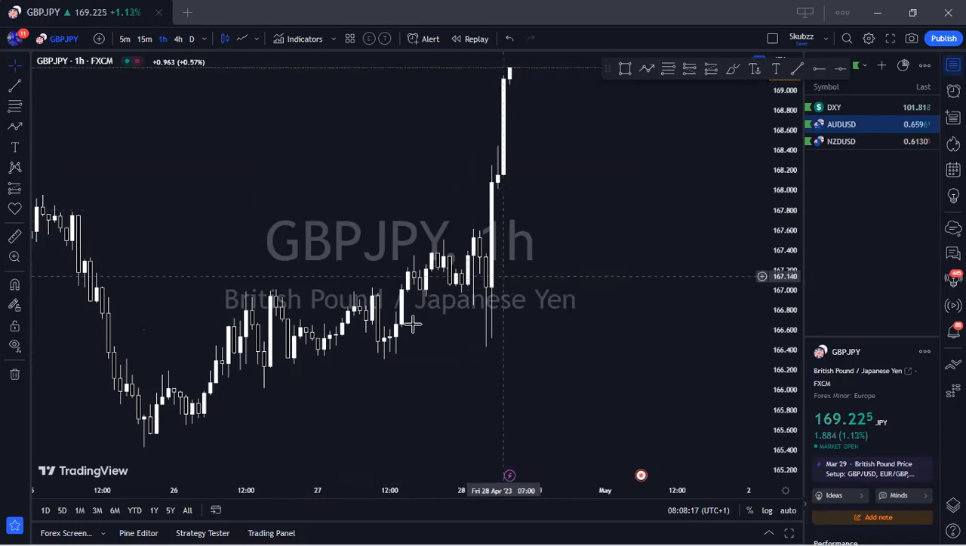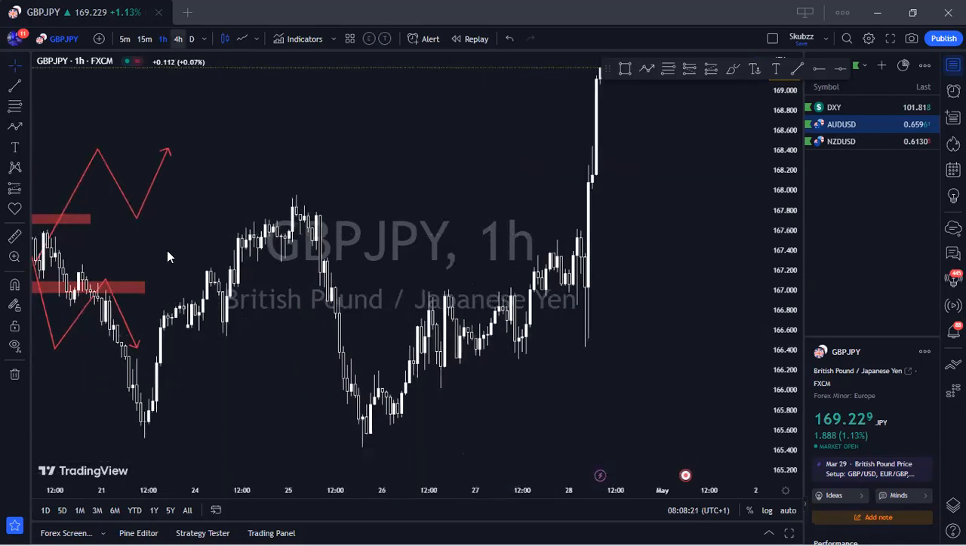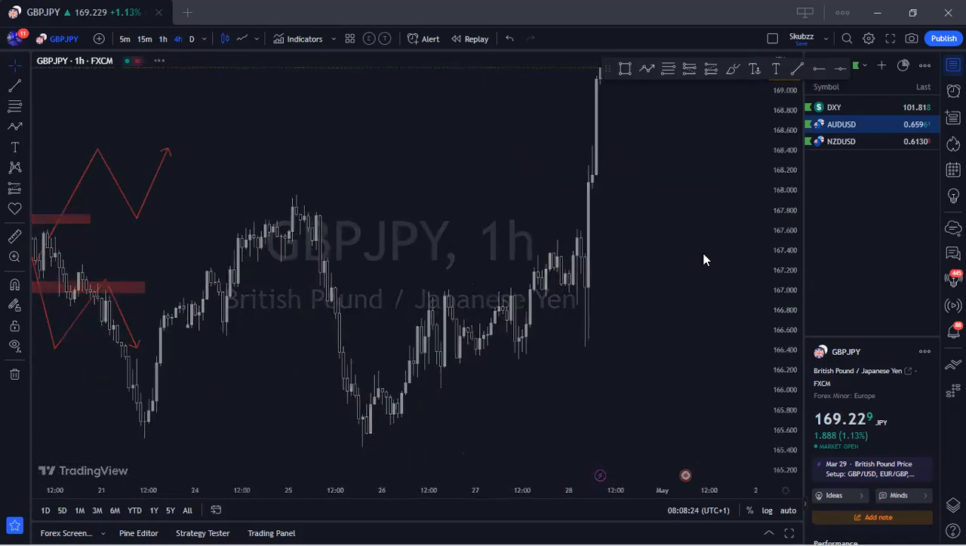Where did this impulsive move come from? Let me look at the 4H. That long push, yes, 4 o'clock this morning. Let me look at the 4H. Let's see what's going on here. It broke the 4H.